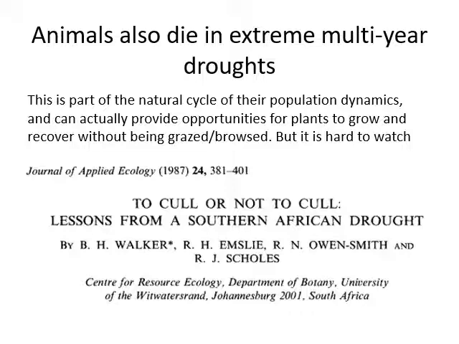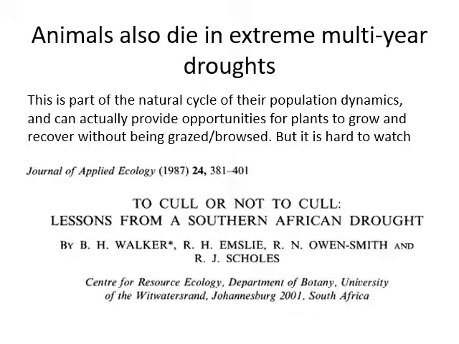I've highlighted this paper, To Cull or Not to Cull, Lessons from a South African Drought. And this was written after an extreme multi-annual drought in the 1980s. Brian Walker, Bob Scholes, Norman Owen-Smith and Richard Emsley were all living and working on game reserves during this drought. Some of the game reserves culled the animals before the drought got too bad, so that the animals wouldn't die because of the drought. Other reserves just left the animal numbers high, and there were a lot of animal deaths during the drought. So if they didn't cull, there was much more death during the drought than the parks that did cull.